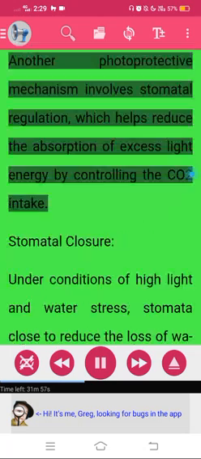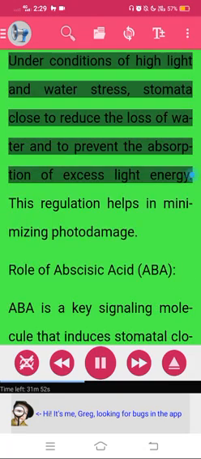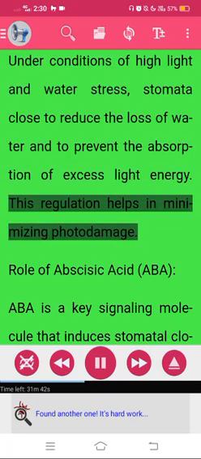4. Stomatal regulation. Another photoprotective mechanism involves stomatal regulation, which helps reduce the absorption of excess light energy by controlling the CO2 intake. Stomatal closure. Under conditions of high light and water stress, stomata close to reduce the loss of water and to prevent the absorption of excess light energy.